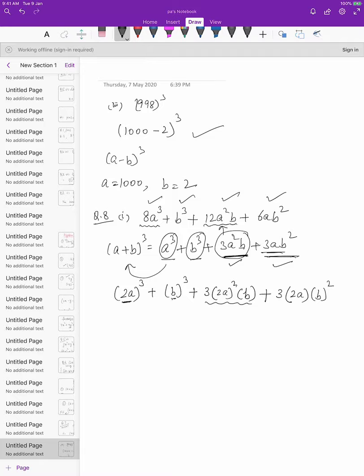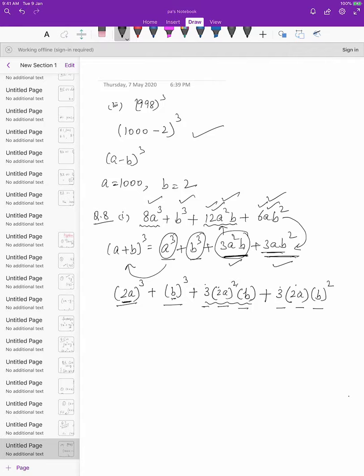So if I open out the bracket, (2a) whole square, it will become 2 2s are 4, 4 into 3 is 12, 12a square b. Yes, it is exactly matching this. And the last term, 3 into 2 is 6, ab square. This is also matching this term. It means that the given question is exactly in the format of the identity (a plus b) whole cube, that is a cube plus b cube plus 3a square b plus 3ab square.